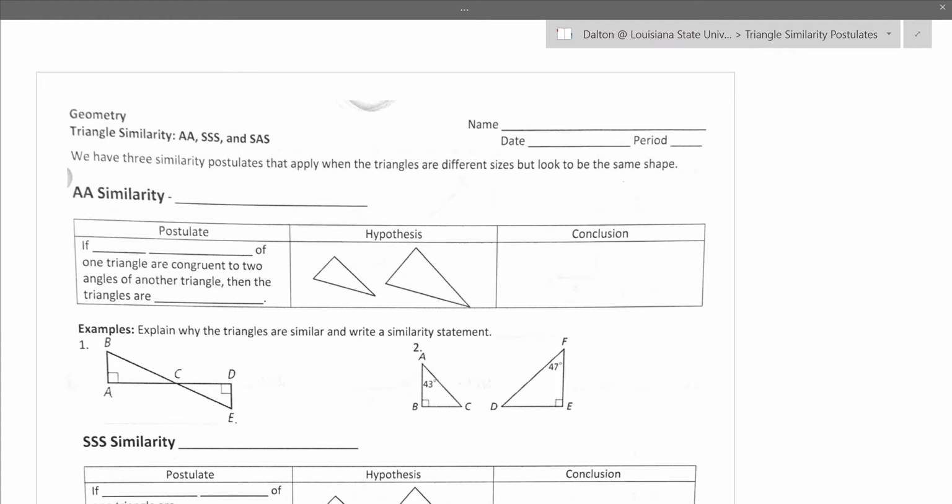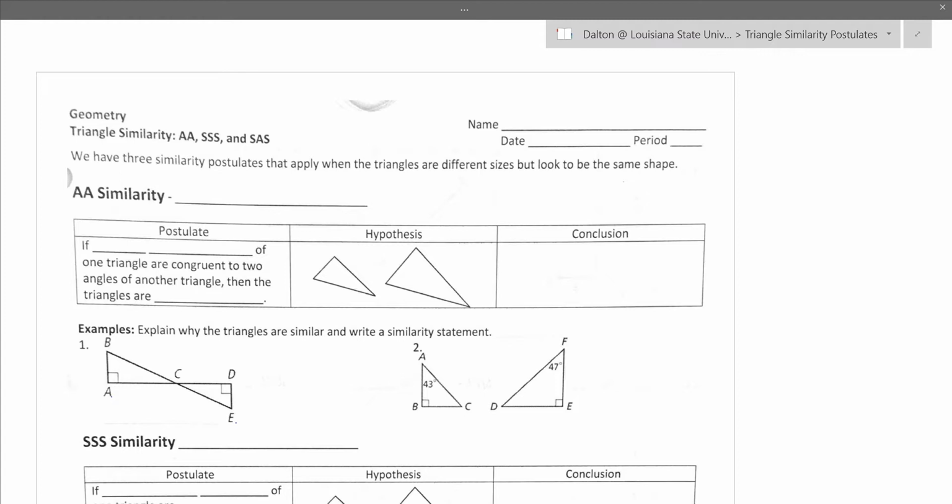So the idea is we want to know what is the least amount of information that we absolutely need in order to prove that triangles are similar to each other. And so that's where these postulates come into play. They are similar, pun kind of intended, to the congruence postulate. So you're going to notice some of the same letters, but they have a little bit different meanings in terms of going beyond the letters.